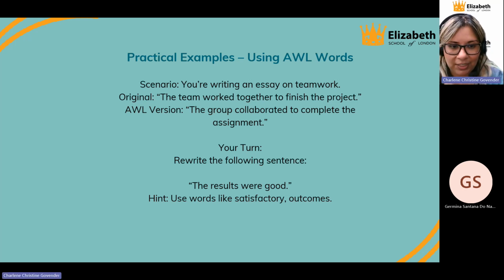Jemima, would you like to give that a go to rewrite it in your own words, to sound more academic and more formal? Okay. So you got the results were good, and then we got a helpful hint where you can use satisfactory, outcomes, or even excellent.